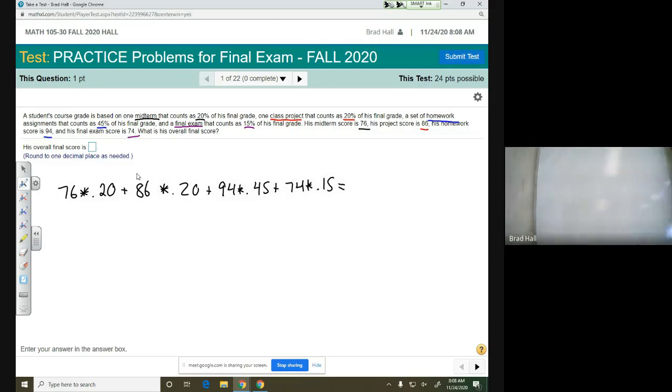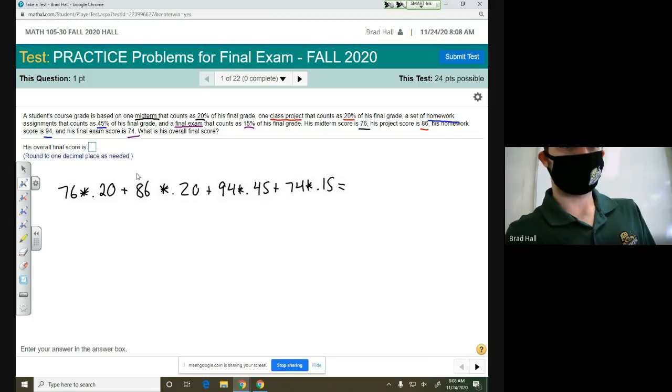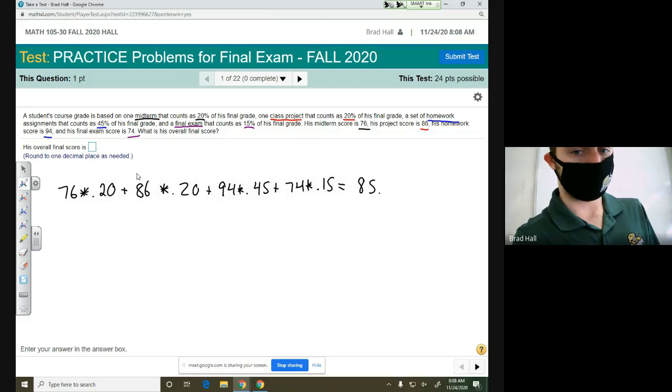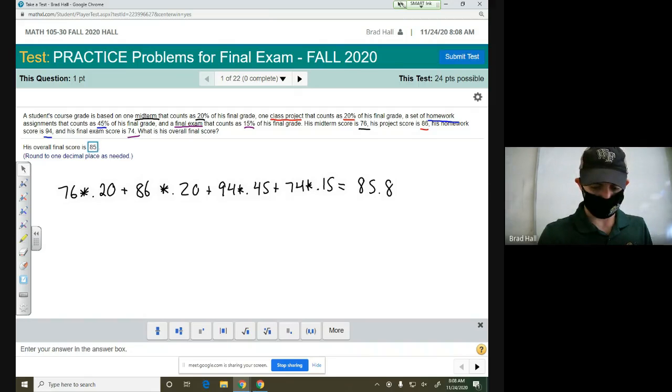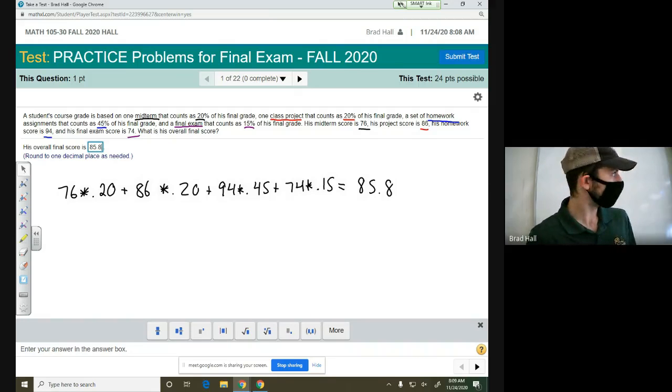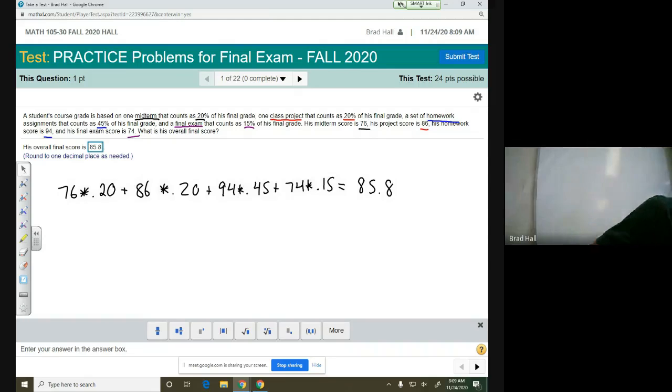Let's see what this comes out to be. 76 times 0.2 plus 86 times 0.2 plus 94 times 0.45 plus 74 times 0.15. And we get 85.8. So guess what the overall final score is? 85.8, provided I typed in everything correct.